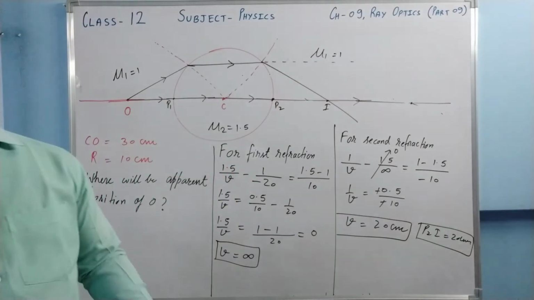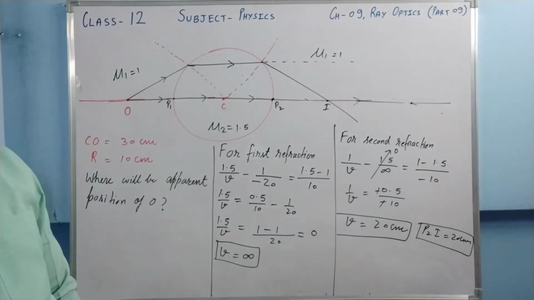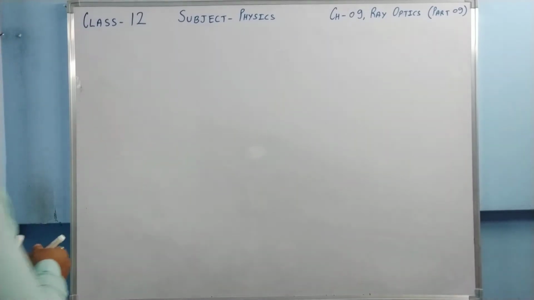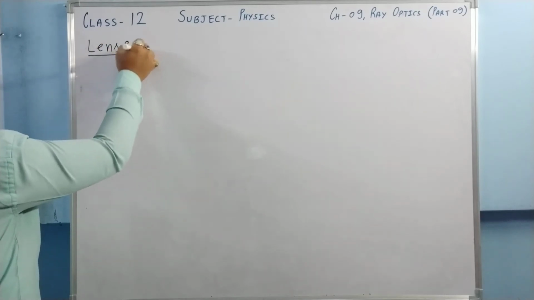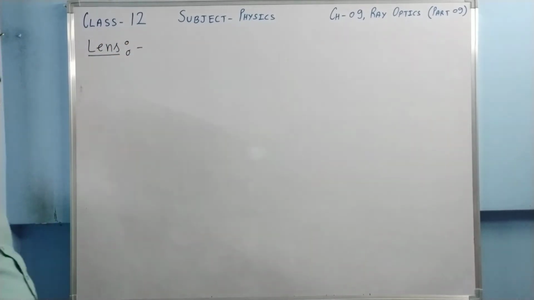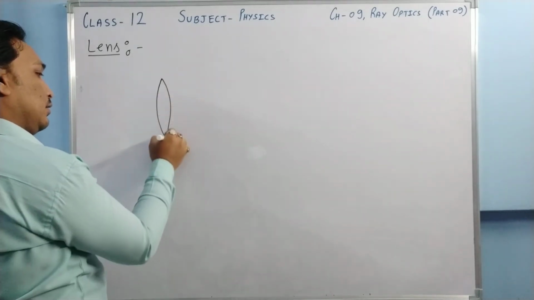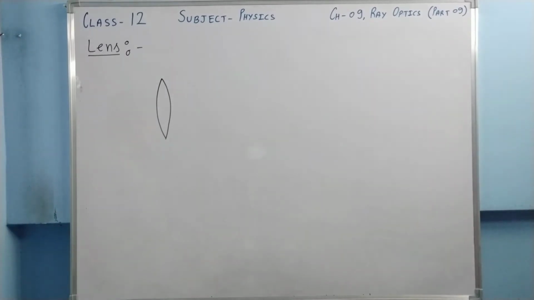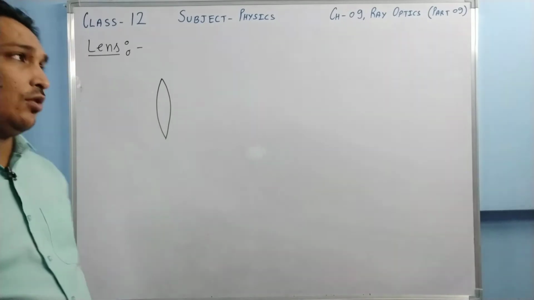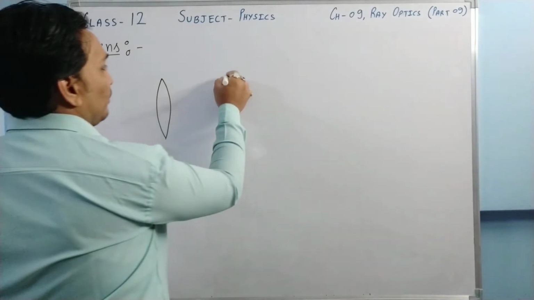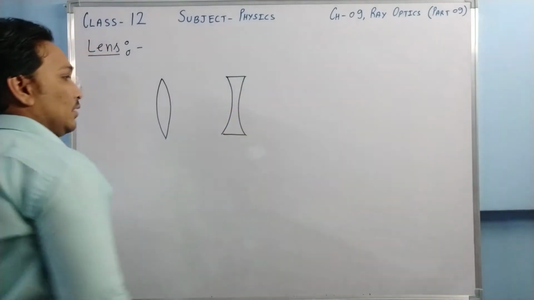But before doing the lens maker's formula, let us have a short introduction of lens. First of all, what is a lens? I hope you must have studied in class 10th. You have seen this lens. This lens is called a convex lens. The full name of the lens is not convex, actually it is a biconvex lens. You must have seen this one also. This is a concave lens.